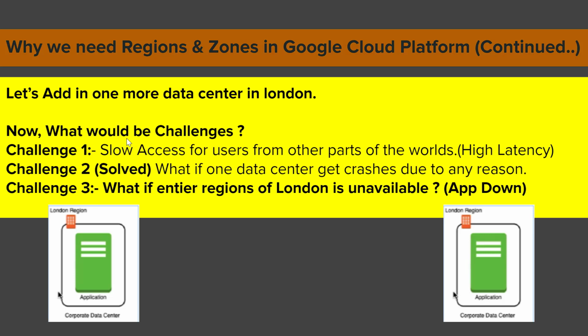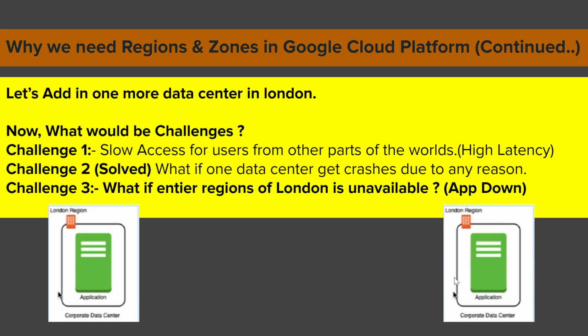So what happened now? Challenge one, slow access for users from other parts of the world, like Mumbai and Delhi or anywhere apart from London, is still there. But challenge two is solved, because if one data center crashes, our application will still be available from the other one. Since these would be in synchronization when we deploy a multi-zone application, they will be in sync. So if this data center goes down, our application will be served from here.